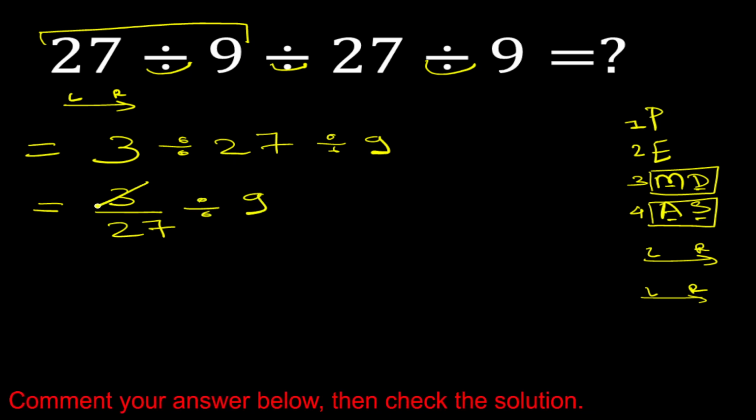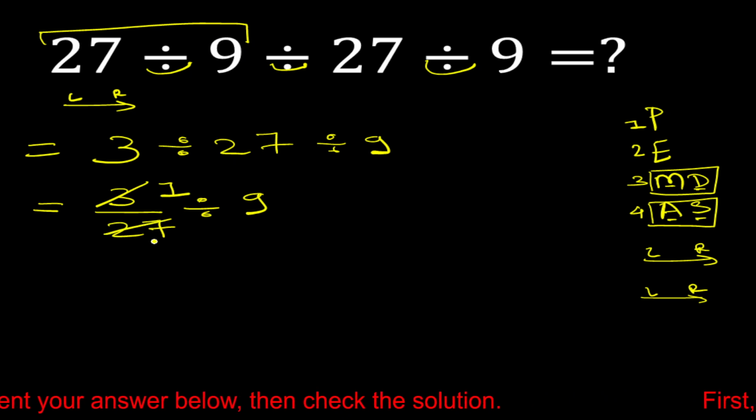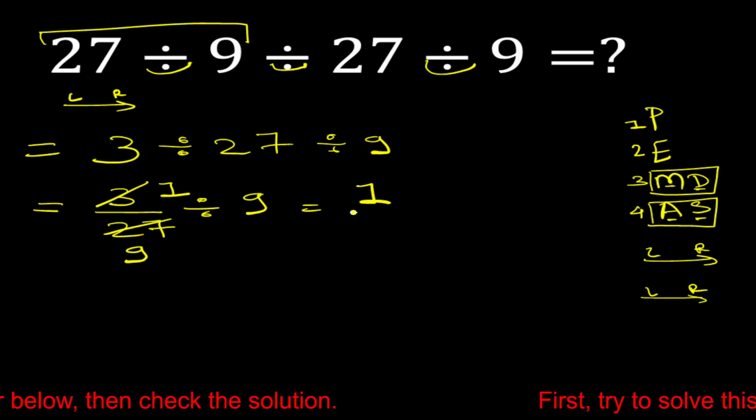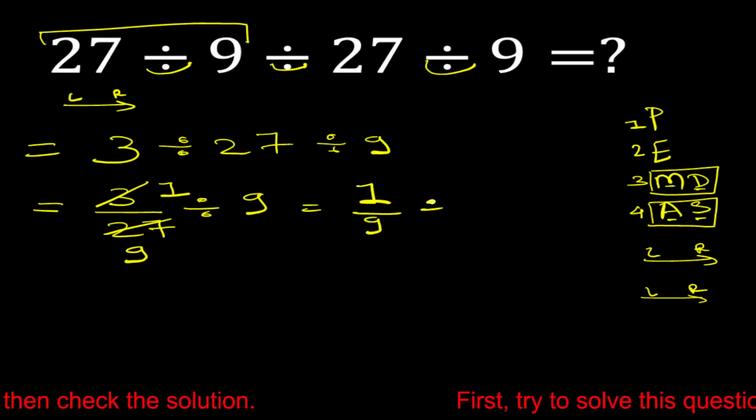Now 3 divided by 3 is equal to 1. 27 divided by 3 is equal to 9. So now the expression becomes 1 upon 9, divided by 9.